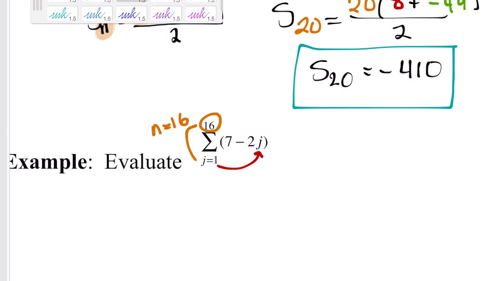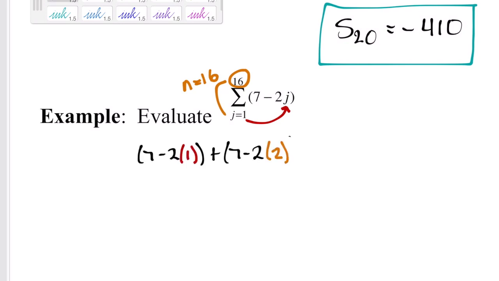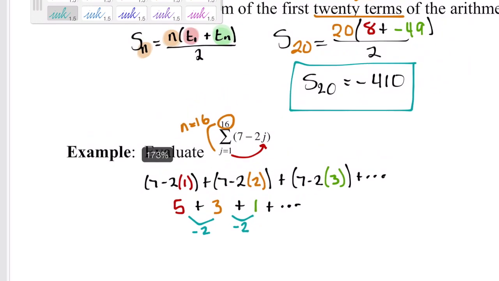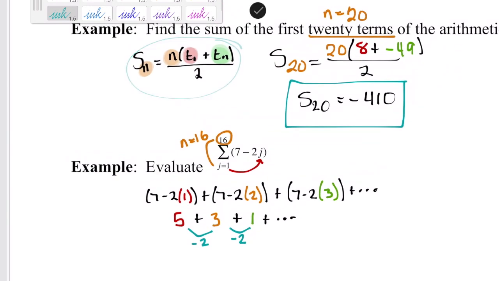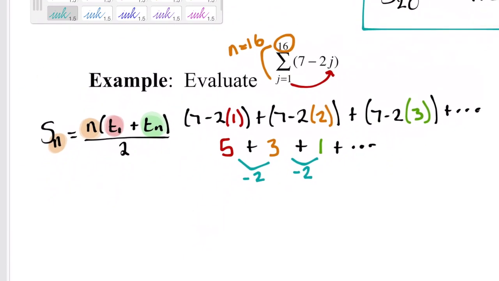I'm going to kind of speed through it since I already have a video on how to plug this stuff in and how to expand from sigma notation. And so here I go from 5 to 3 to 1, and I can see that going from term to term, I'm subtracting by 2. So this is, again, an arithmetic sequence or an arithmetic series. So I'm going to bring down the formula that we were using before. Because it's arithmetic, we're using the same thing.